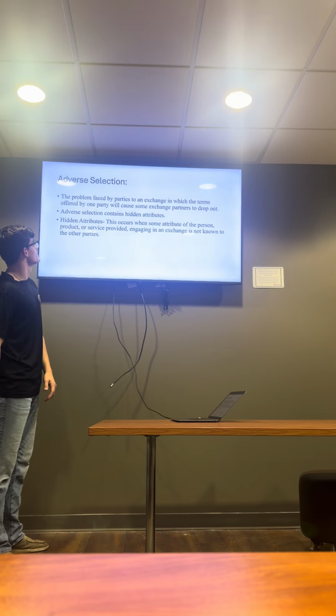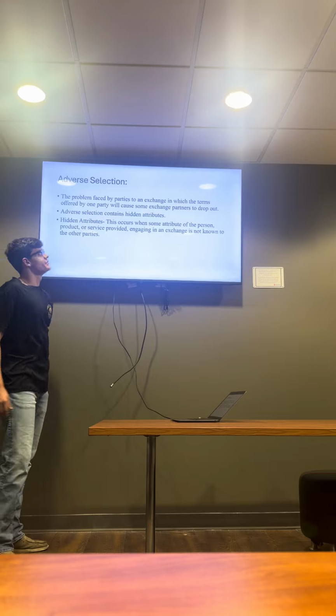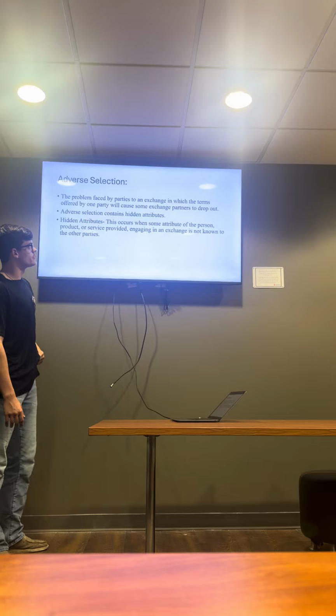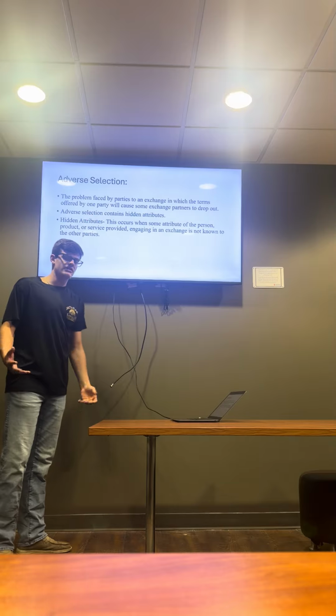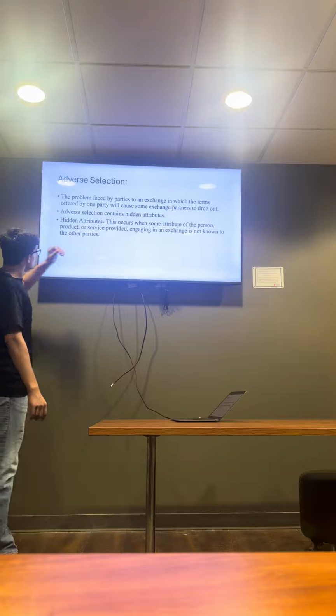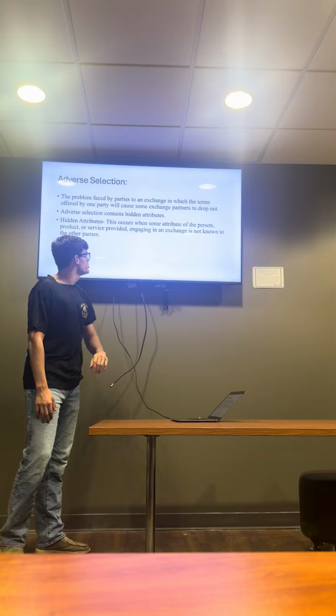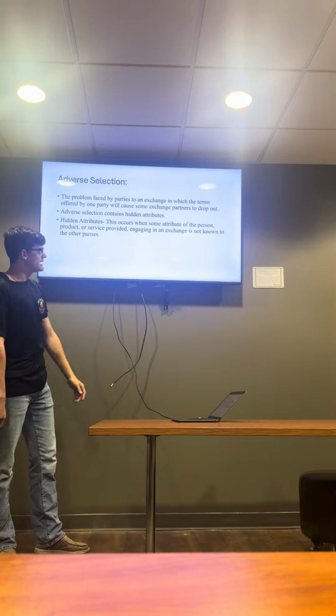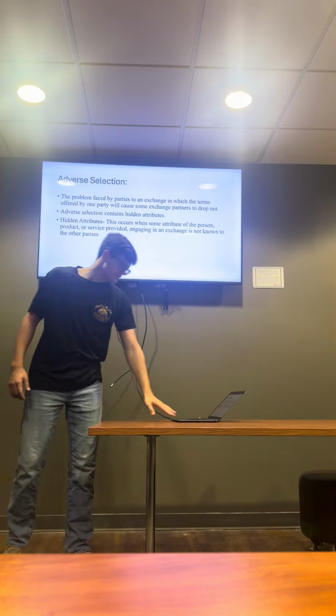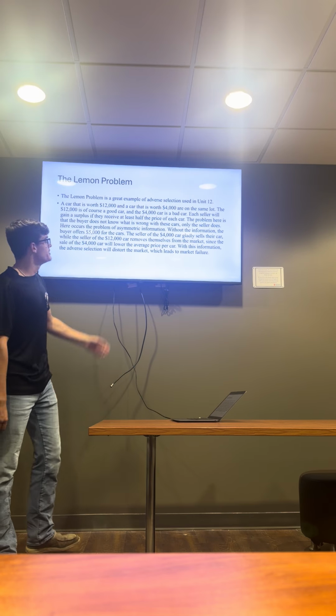We then have adverse selection. The problem faced by parties to an exchange in which the terms offered by one party would cause some exchange partners to drop out is adverse selection. These contain hidden attributes. Hidden attributes occur when some attribute of the person, product, or service engaging in an exchange is not known to the other parties. A good example of this is the lemon problem.